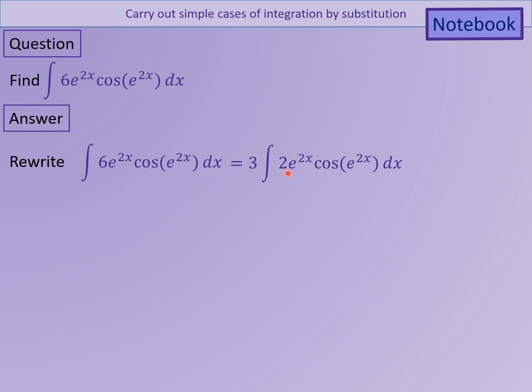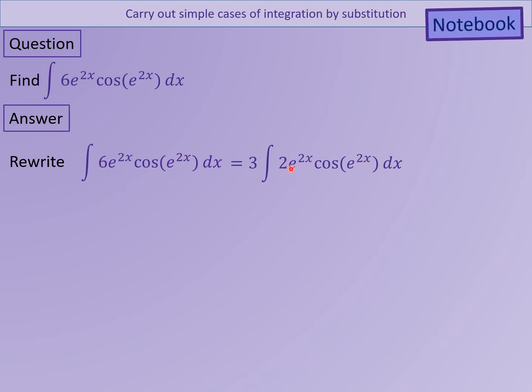The problem is, why have I left the 2 in there? Now, the reason why I leave the 2 in there is because the differentiation of e to the 2x, I know, goes to 2e to the 2x. So what I've done is a bit of cheating really. I've pulled the 3 out so that then I've definitely got the differentiation of e to the 2x on the front.